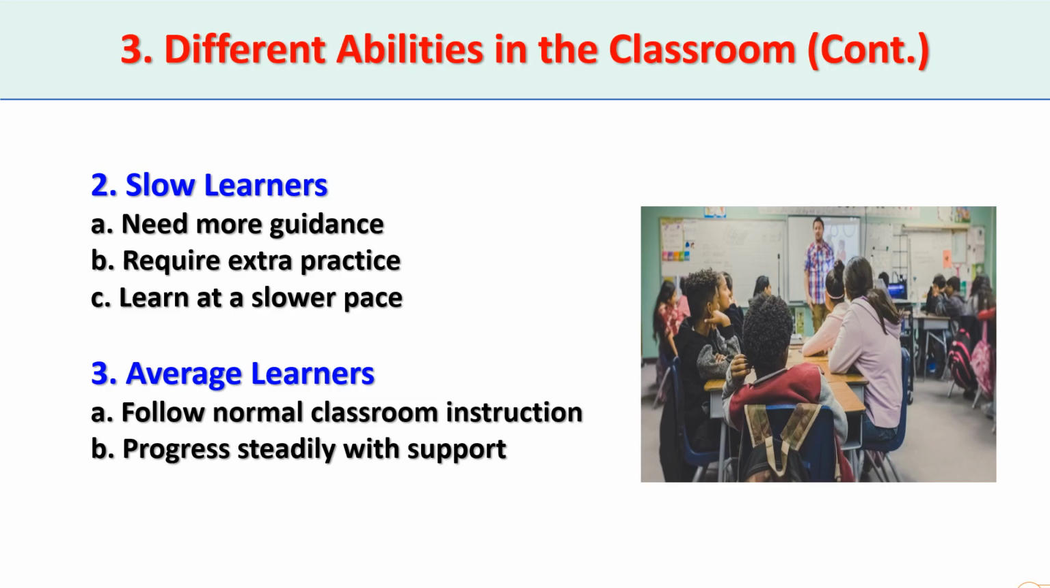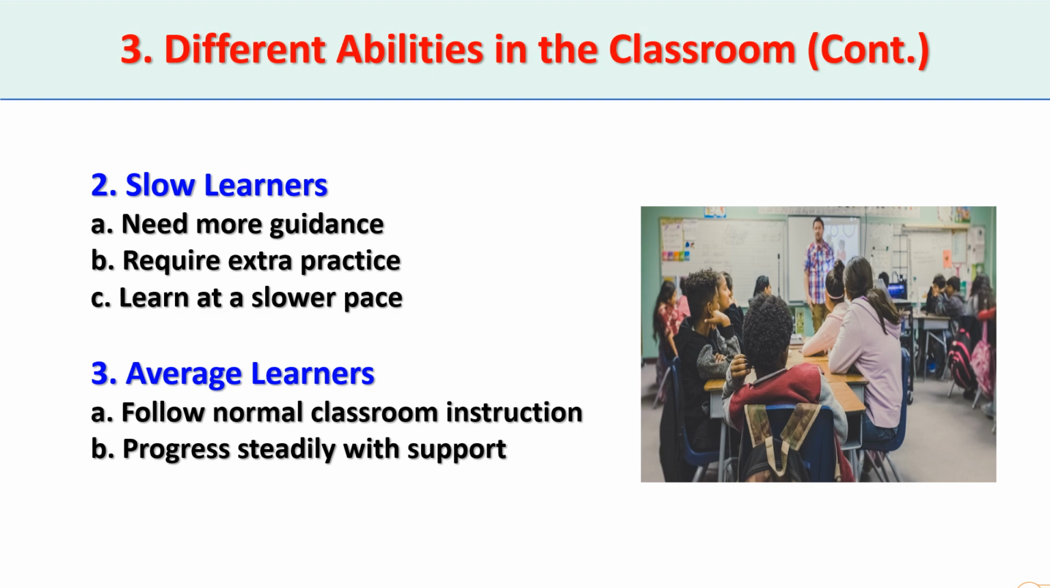And C, learn at a slower pace. Learning at a slower pace here refers to the teacher having to understand that these students take longer to process and understand before they can complete the task. For example, a slower student reading a book may take 20 to 30 minutes for one task, but a faster student only 15.